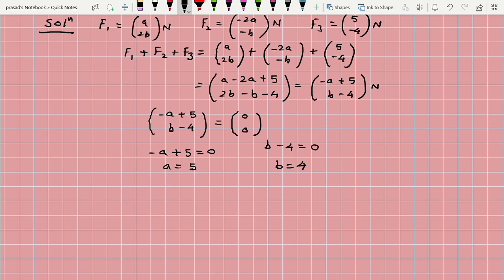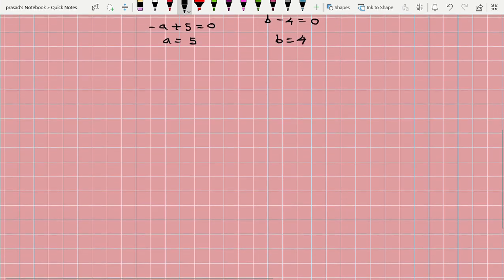So keep it in mind that whenever it is said that the object is in equilibrium, that means the resultant force acting on the object is 0, or that is the vector sum of all the forces acting on the object is 0 Newton. So let us come to the second problem here.